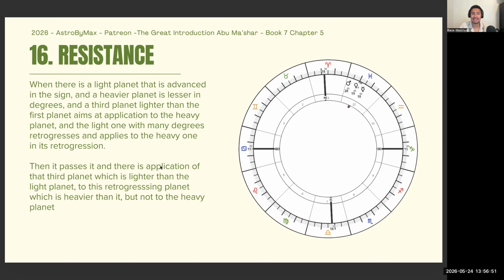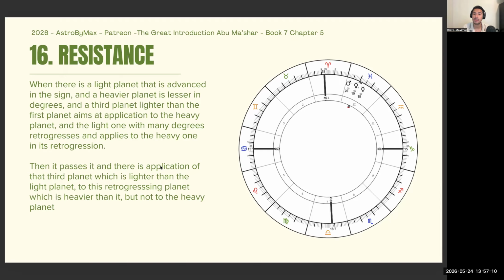There's also resistance, and it's when a light planet is advanced in the sign, and then there is a heavier planet lesser in degrees, and a third planet lighter than the first aims at application to the heavy planet. And the light one with many degrees retrogresses and applies to the heavy one in its retrogression.